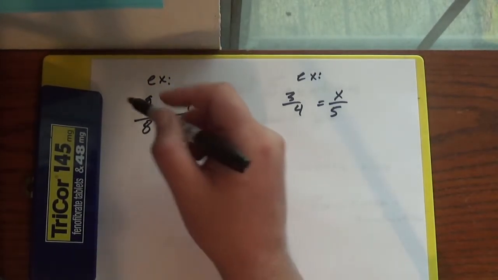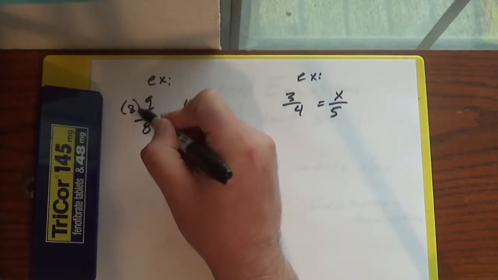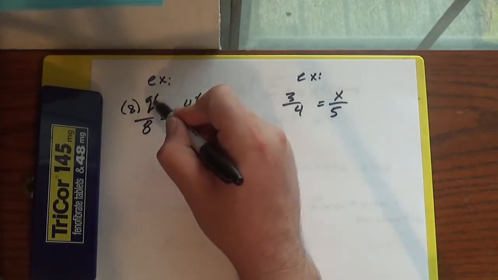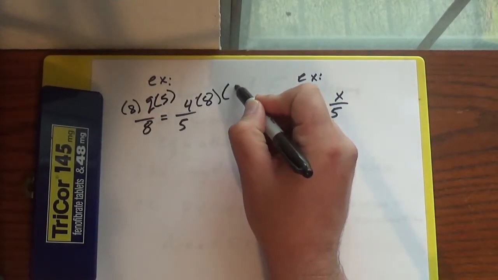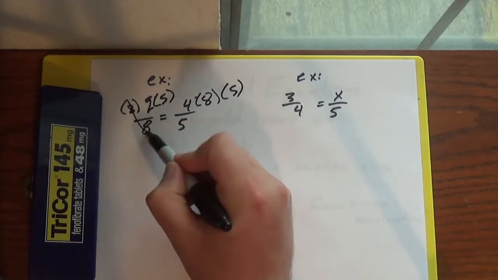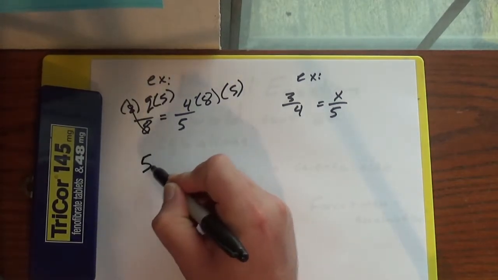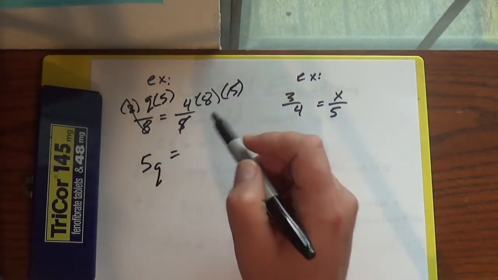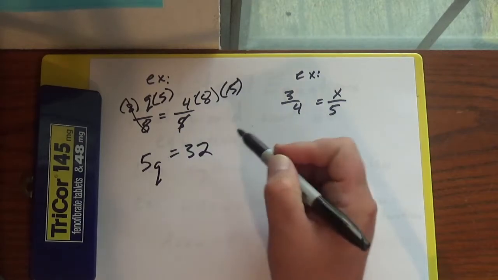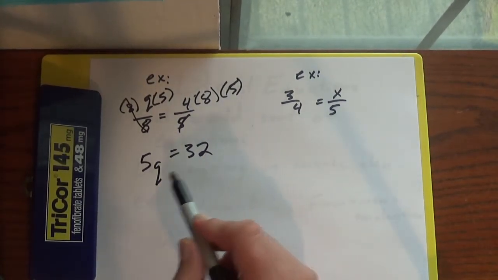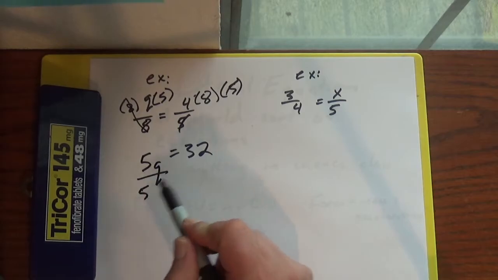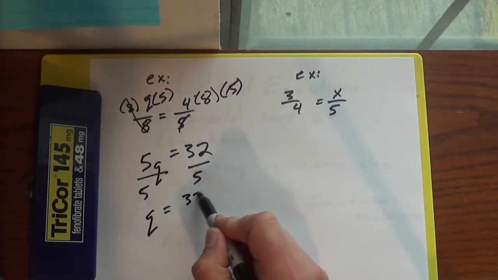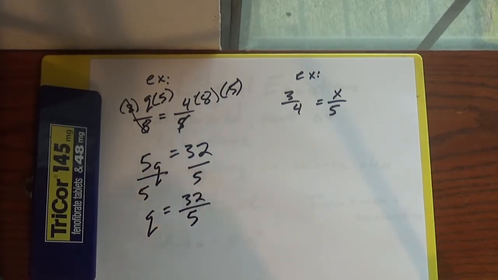So I've got an 8 over here, so I'm going to multiply by 8 here and here. And I've got a 5, so I'm going to multiply everything by 5. Now these are gone, so I get 5q. This and this cancel. 4 times 8, 32. And now I'm going to divide. Five doesn't go into 32, so I'll just leave it like that.